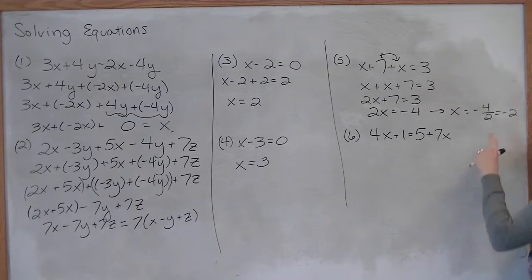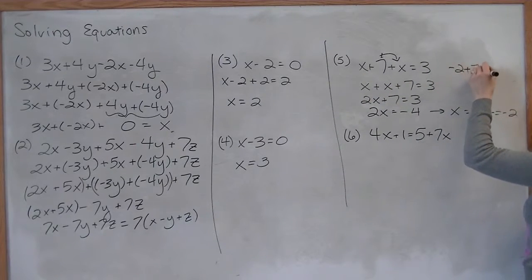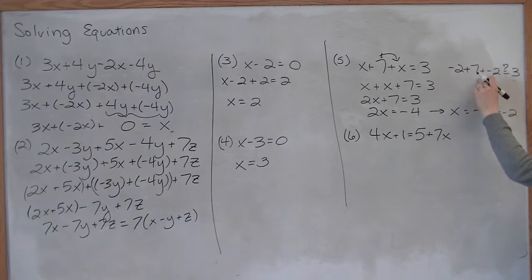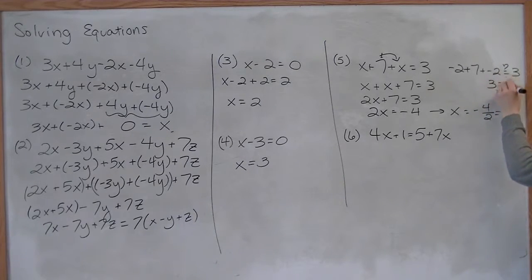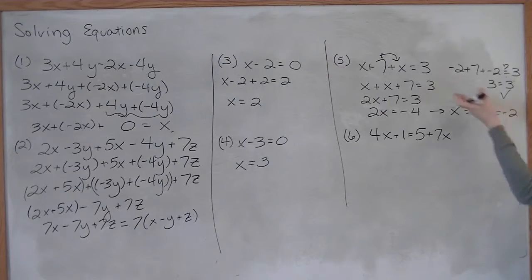We can double check that this is correct. If I put in negative 2 plus 7 plus negative 2, that should be equal to 3. So negative 2 plus 7 would give me 5, plus another negative 2 would give me 3. It is indeed equal to 3. So anytime I'm dealing with an equation I want to solve like these, I can always put my x back in and double check that I did it correctly.